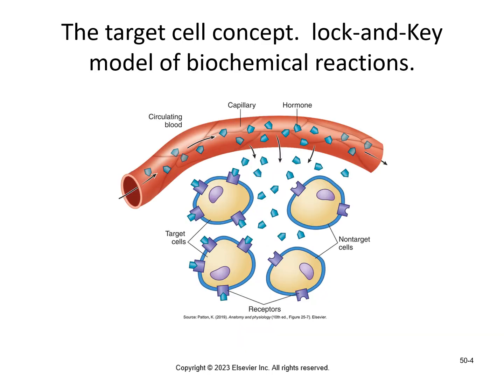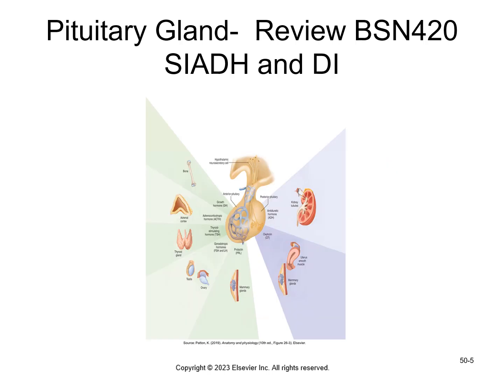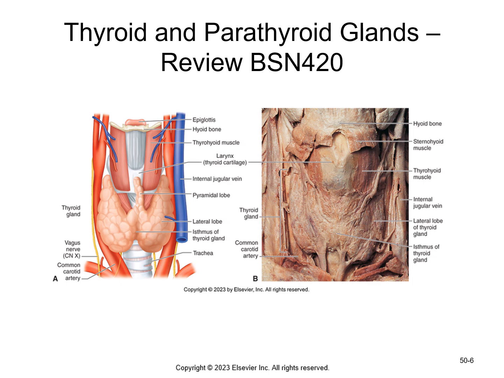It's really important that we understand this lock and key model of biochemical reactions in our body. All hormones have receptors on the cells, and these hormones will only attach to the cells with that particular receptor. So this explains the functioning of hormones in the body. I want you to review your BSN 420 pituitary gland abnormalities and have a basic understanding about it.